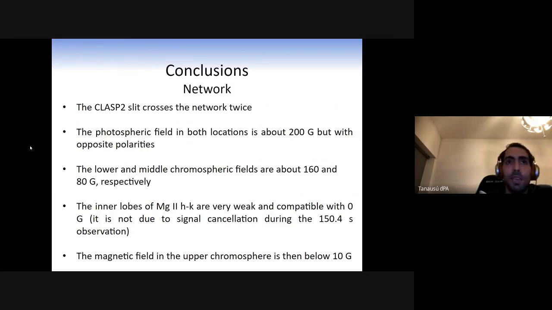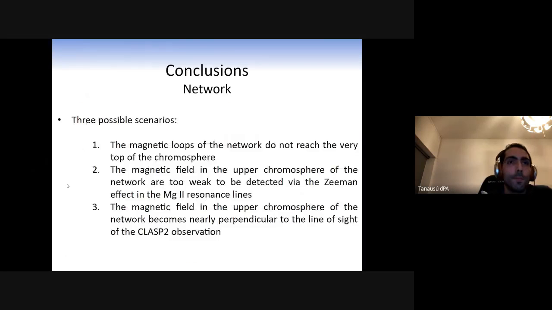Regarding the network, the CLASP2 slit crosses the network twice. There we found photospheric fields in both locations of about 200 Gauss with opposite polarities. We found magnetic fields of 80 and 160 Gauss in the middle and lower chromosphere, but the inner lobes of the magnesium II h and k lines were very weak and were compatible with 0 Gauss. We checked that this was not due to signal cancellation during the 2.5 minutes of observation. So the longitudinal magnetic field in the upper chromosphere must be below 10 Gauss.